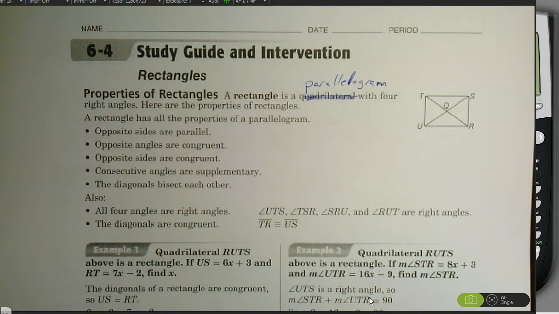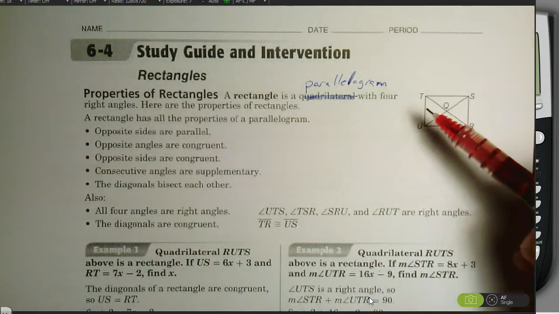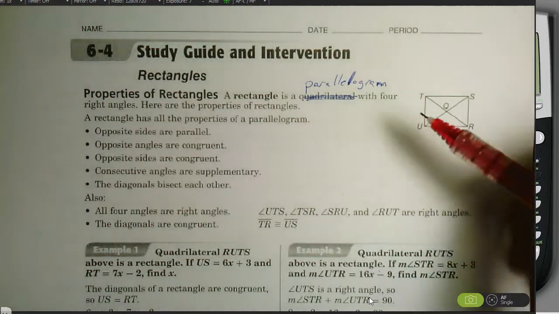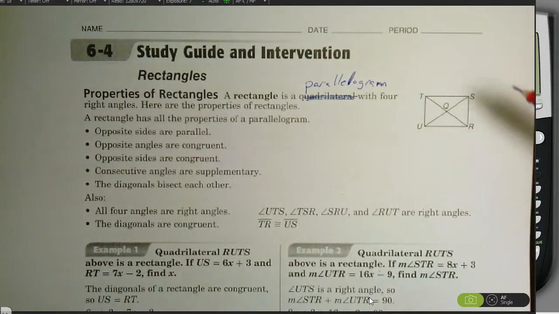Okay, so here's a supplemental video for section 6.4 in geometry on rectangles. It's funny, I actually printed this out from the textbook, and they have a typo in there. Luckily, the book didn't have a typo, but the worksheet does.